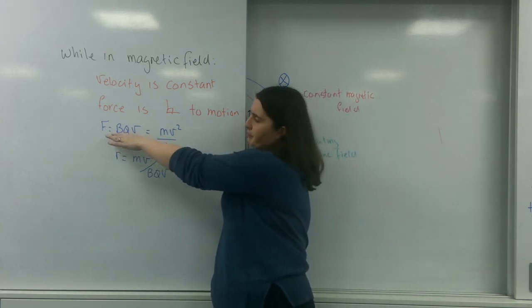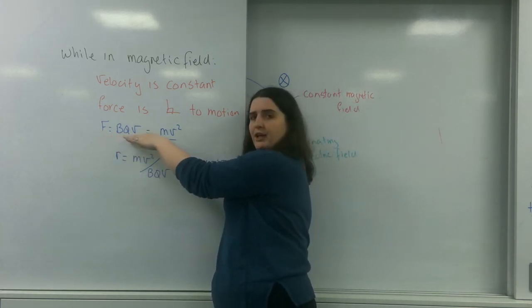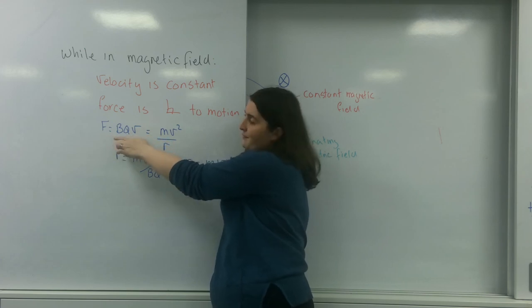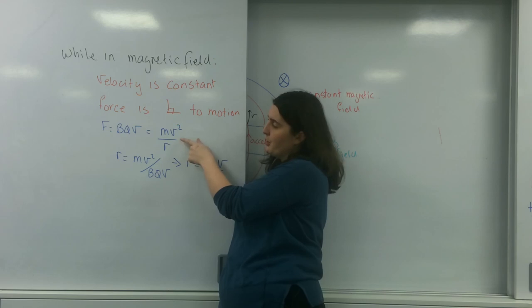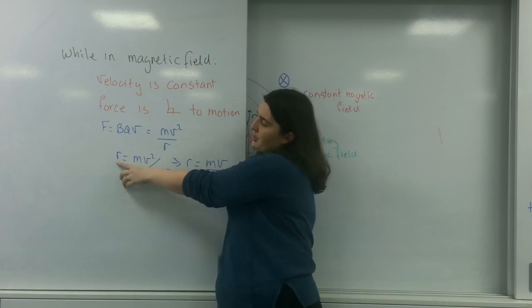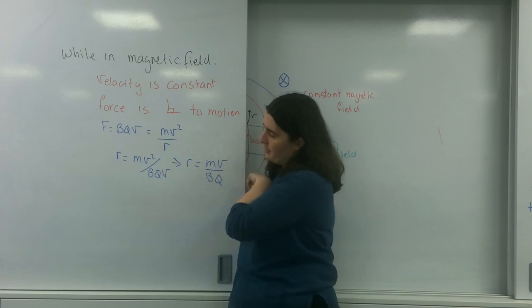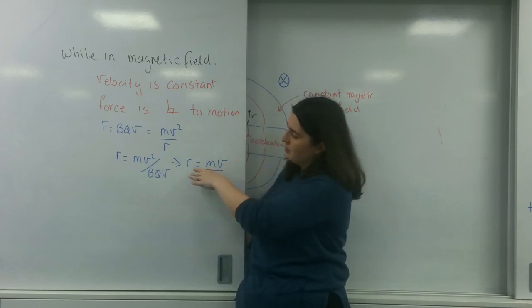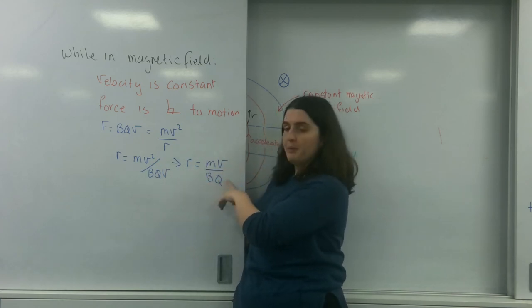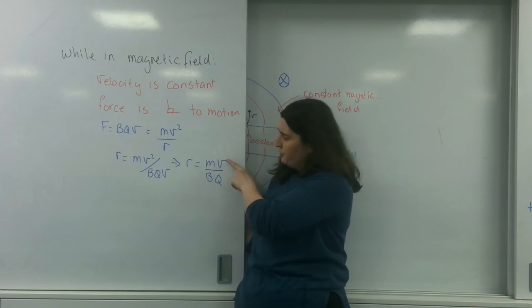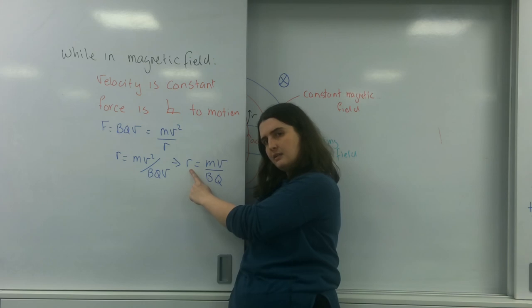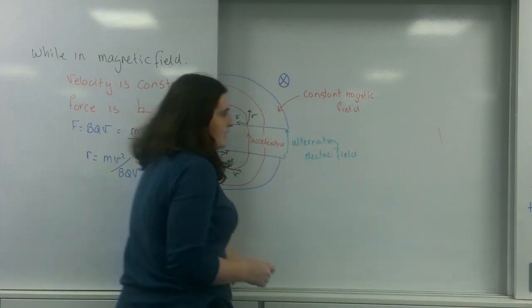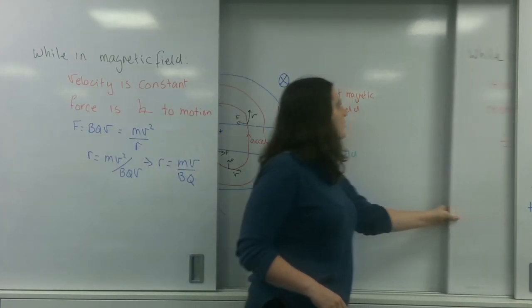So what I've done here is I've taken the force BQV, so that's the magnetic force, and I've related it, because that's the force that's causing it to move in a circle, to mv squared over r. Rearranged it to get r equals mv squared over bqv, and so my radius is mv over bq. So the faster I'm going, the bigger the radius. Which brings me to the electric fields.